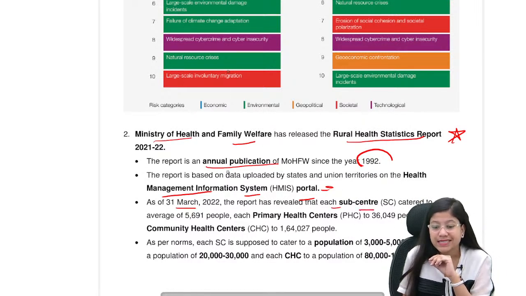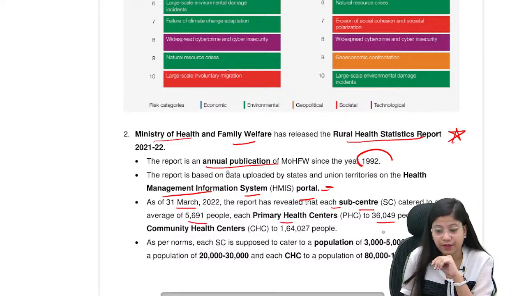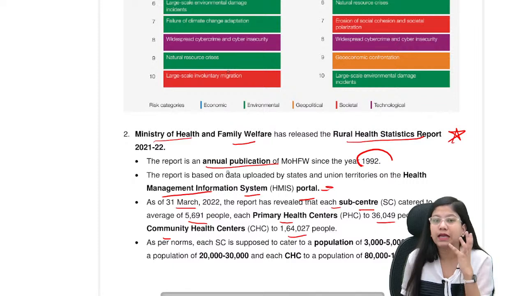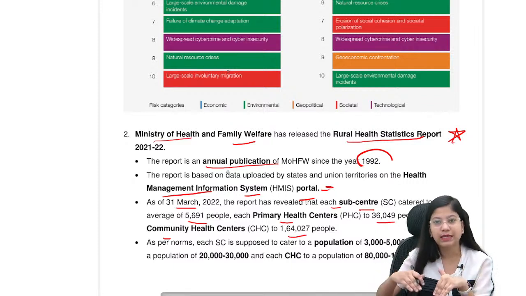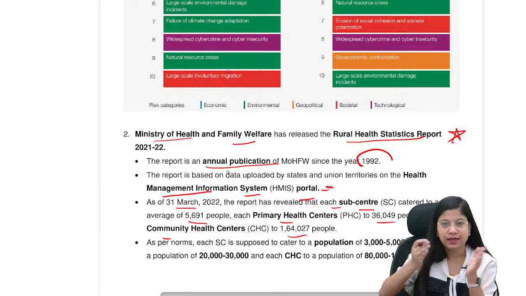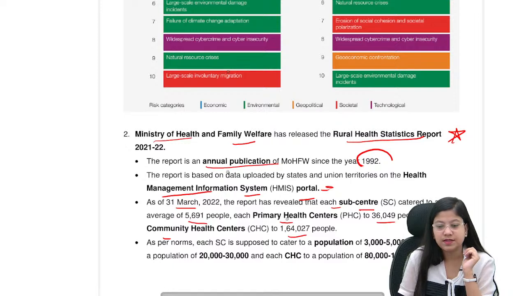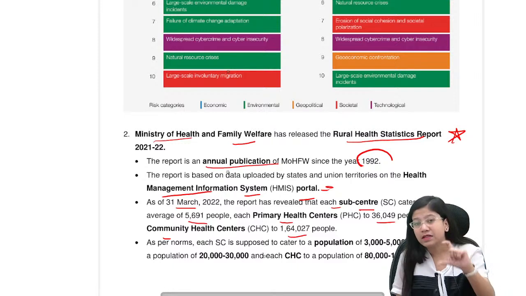Now, as of March 31, 2022, the report has revealed that each sub-center catered to an average of 5,691 people. Primary healthcare centers catered to approximately 36,000 people, and community health centers catered to 1,64,000 people. Now, you would know that in the rural areas, we have the division of healthcare sectors: sub-centers, then primary healthcare centers and community healthcare centers. Now, what has this report found?